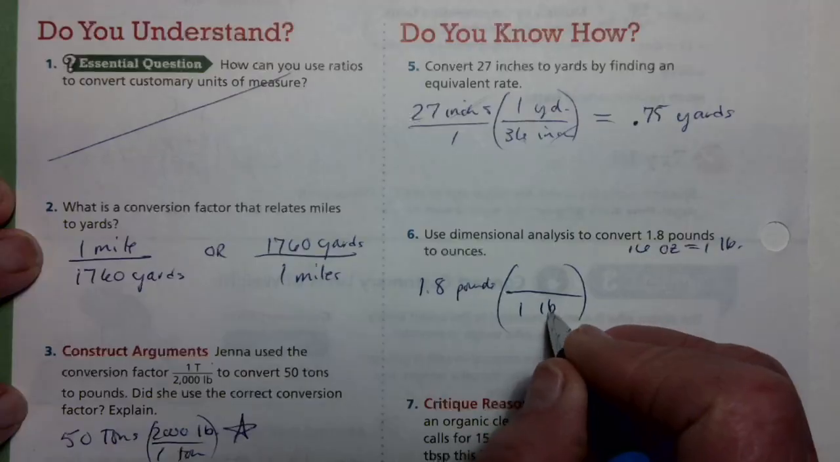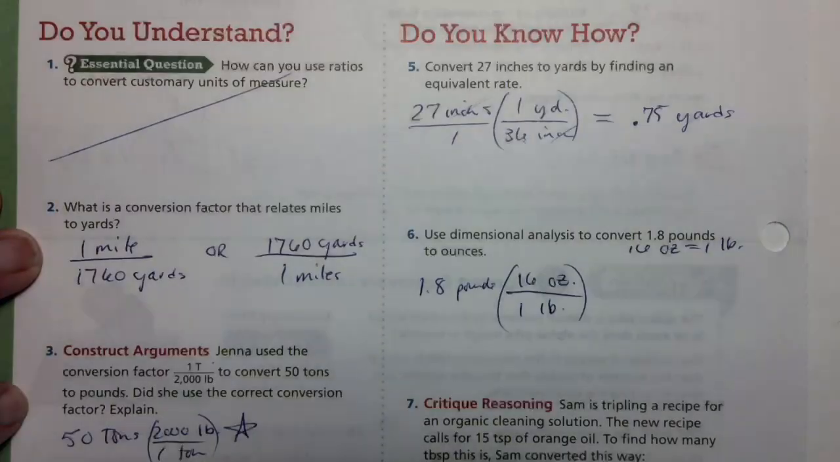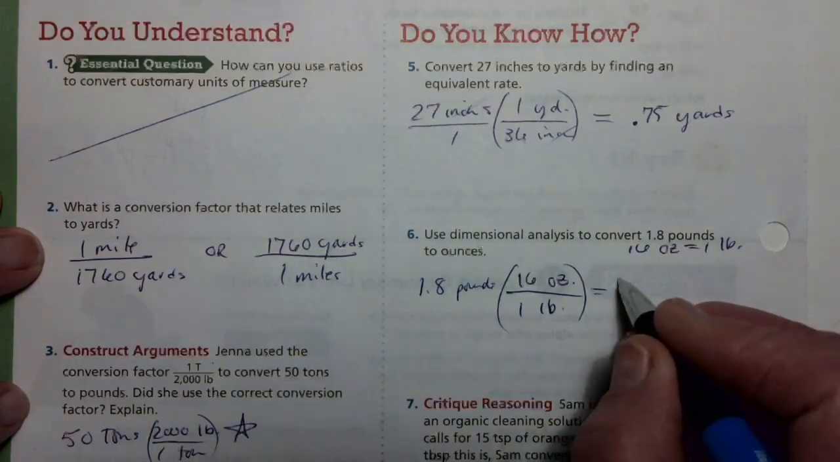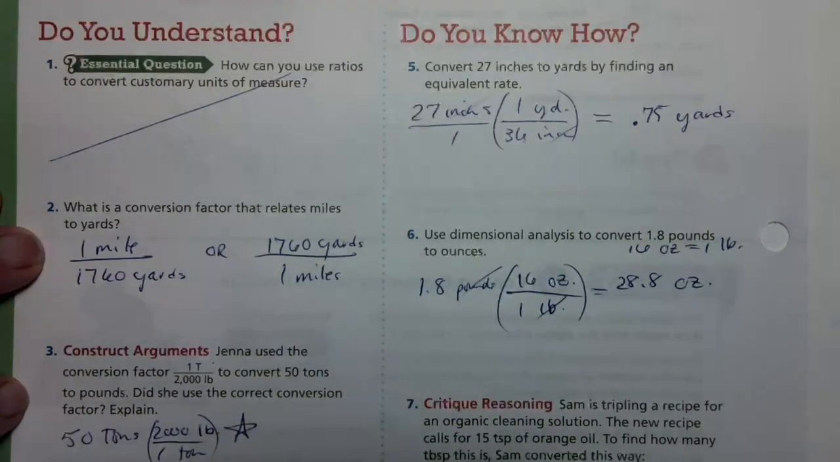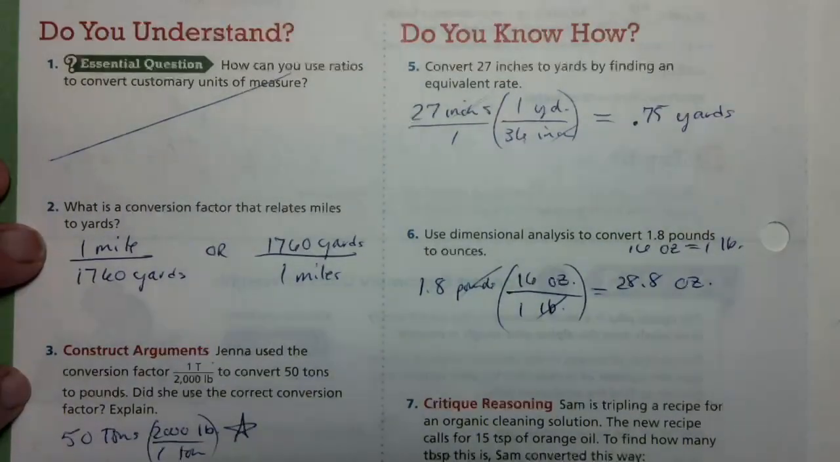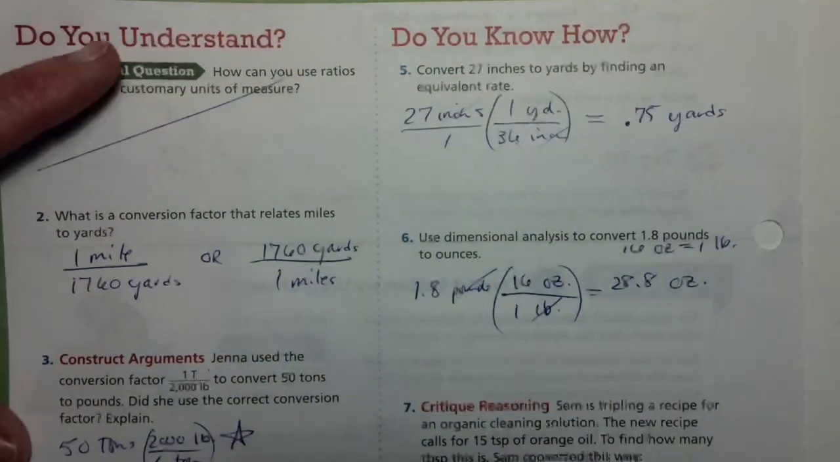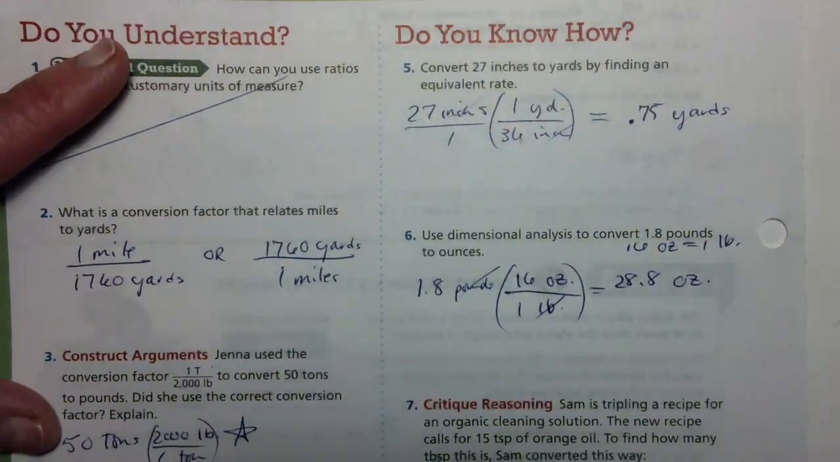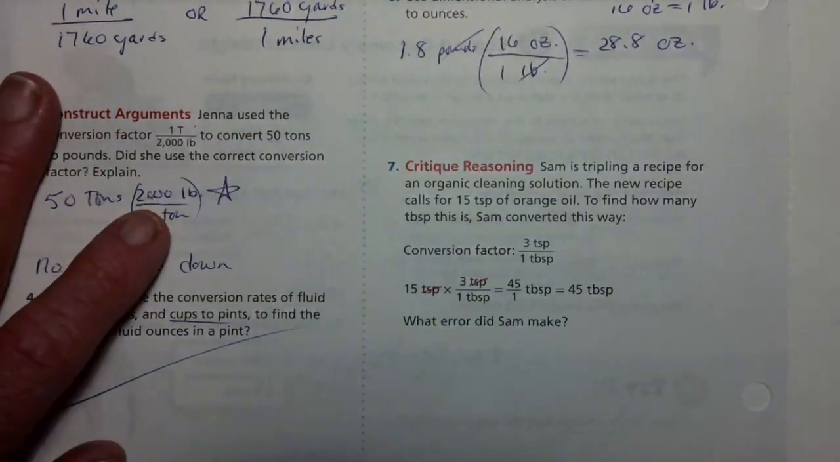Okay, 16 OZ equals 1 LB. So the 1 pound has got to go on the bottom, and the 16 ounces is in the numerator. So we're going to multiply 1.8 times 16, and we get 28.8. And that's OZ. Pounds are gone. Remember, the abbreviation for pound is LB. Ounces is OZ. There's not a Z in the word ounce, and there's not a P in that abbreviation. So don't ask me why those are what they are, but they just are. That's all I can tell you on that. Probably has something to do with whatever language it was written in to begin with.